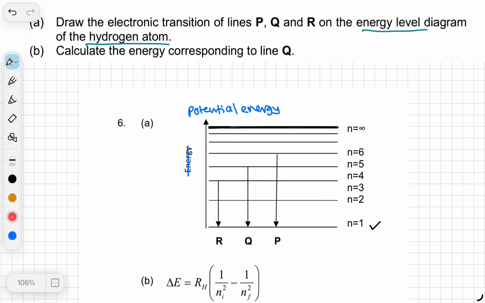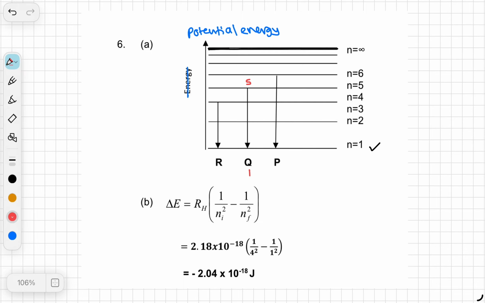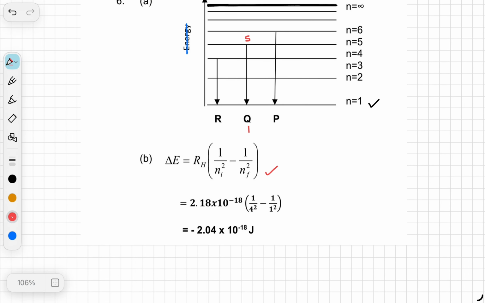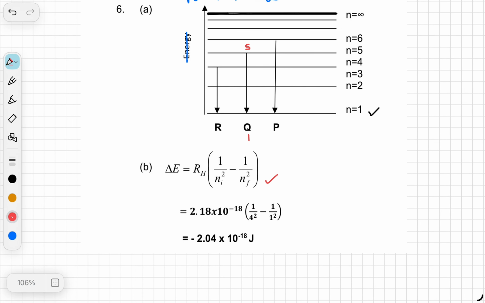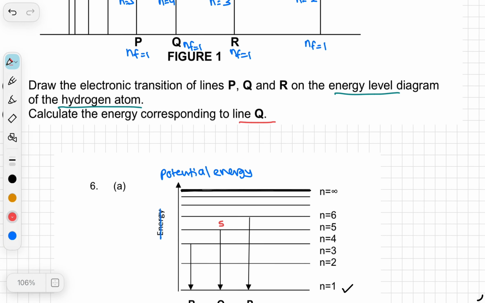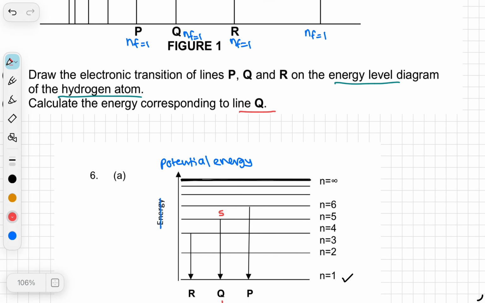And for 6B, we have to calculate energy corresponding to line Q. So line Q starts from n=5, falling down to n=1. Using the change in energy formula, using the Rydberg equation, it is clear. Sorry, what was line Q? Was it 5 to 1 or 4 to 1? Let me just have a look. Line Q is 4 to 1.